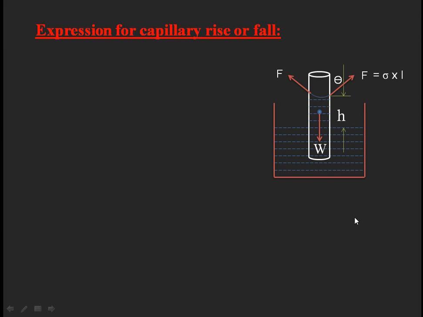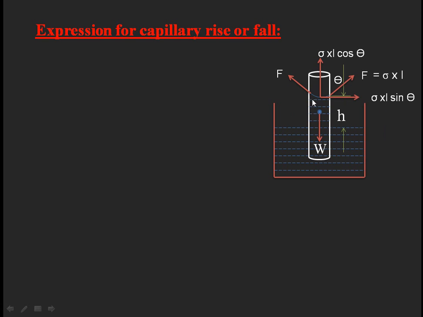To analyze that, I want to divide this force due to surface tension into two components, horizontal and vertical. The horizontal component is sigma into L into sine theta, and the vertical component is sigma into L into cos theta. According to the division into two rectangular components, we can write these two forces, in the vertical direction and the horizontal direction.